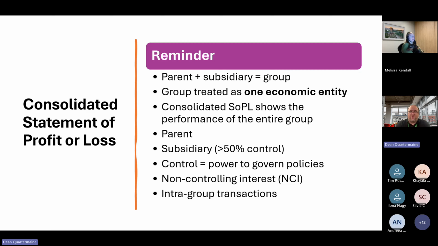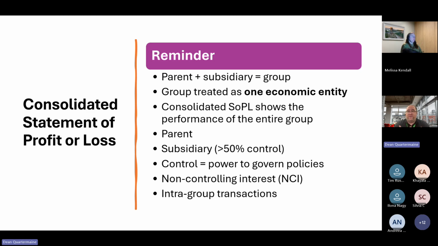Just as a bit of a reminder, group accounts provide a combined picture, don't they, of a combined business entity, essentially. So we've got what's known as a parent company and a subsidiary company. Together, they form what's known as a group. And the group is treated as one economic entity. Now, legally, they are different entities. So you've got two limited companies, let's call it A Limited and B Limited. Two totally different limited companies, but A owns 60% of B, for example.